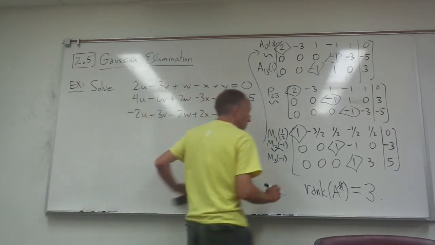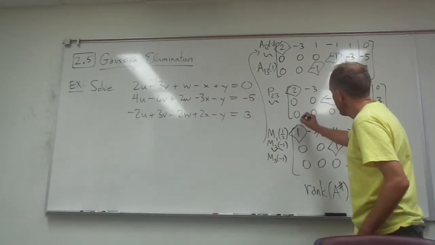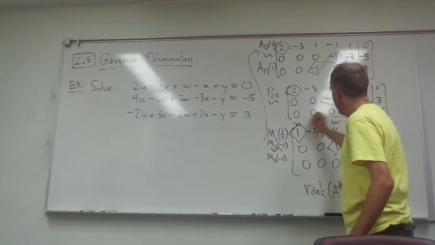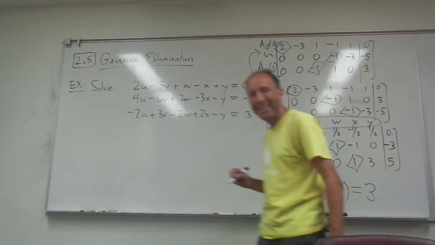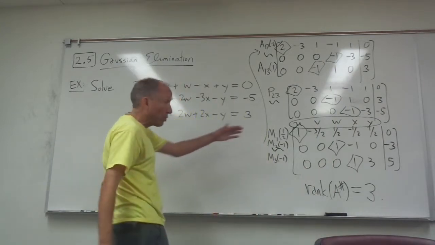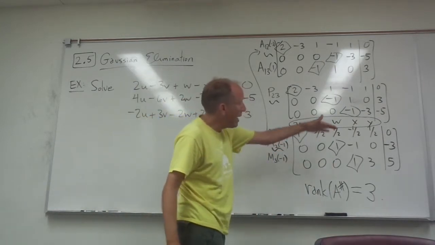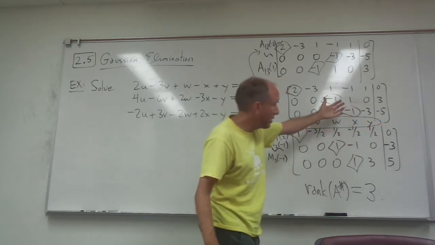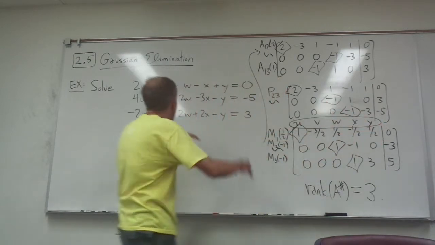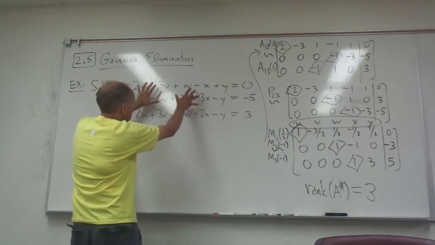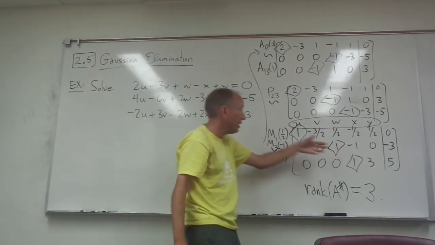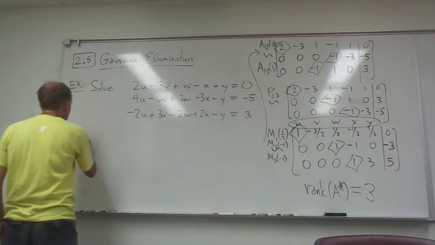Let's remember that there are variables associated with these columns: u, v, w, x, and y, right? We're going to need to keep track of that. We can actually go back if we want and write down the 3 equations that this matrix is giving us. So we started with a bunch of equations and we made a matrix out of them. You can also take a matrix and go back and write down equations out of those.